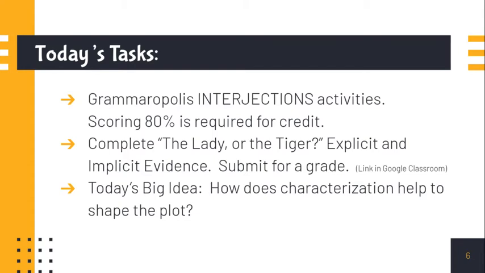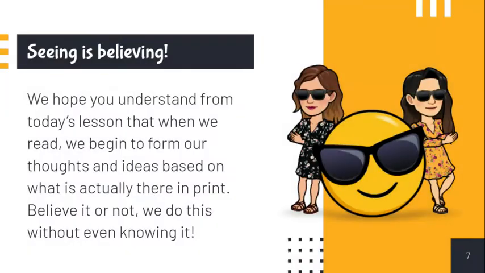Second, you're going to complete the assignment on the chart that we just looked at together and submit it for a grade. And we are continuing with the idea about characterization and how it shapes the plot. So all of the work that we're doing here, ladies and gentlemen, is going to lead us to make a determination about whether or not the princess helped the young man. Okay, so we really need to be thinking through all the events in the story in order to come to an educated guess about that.